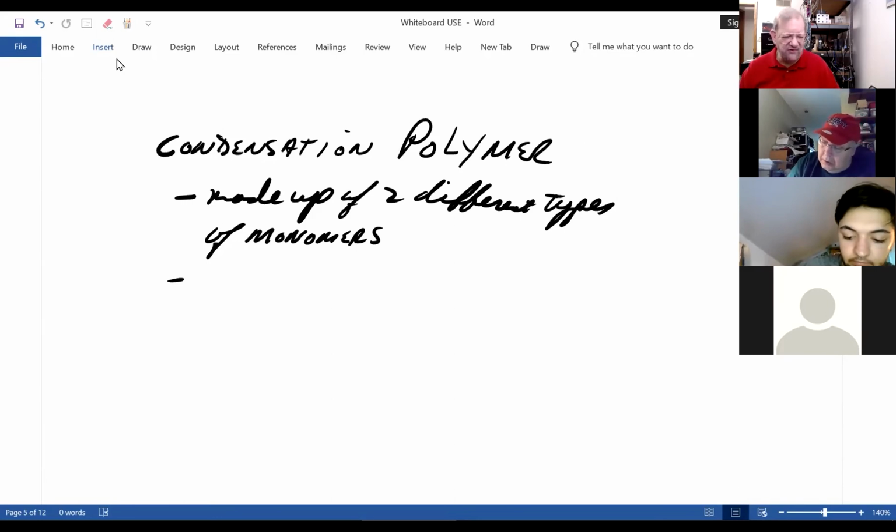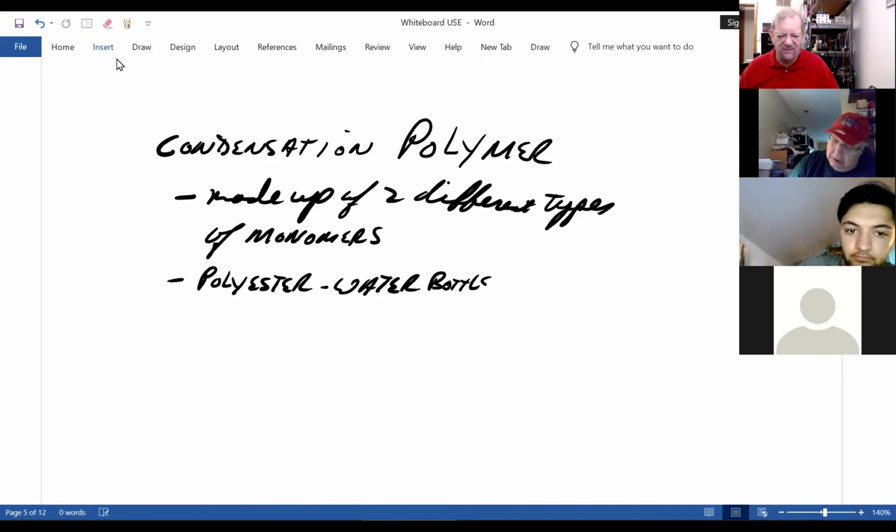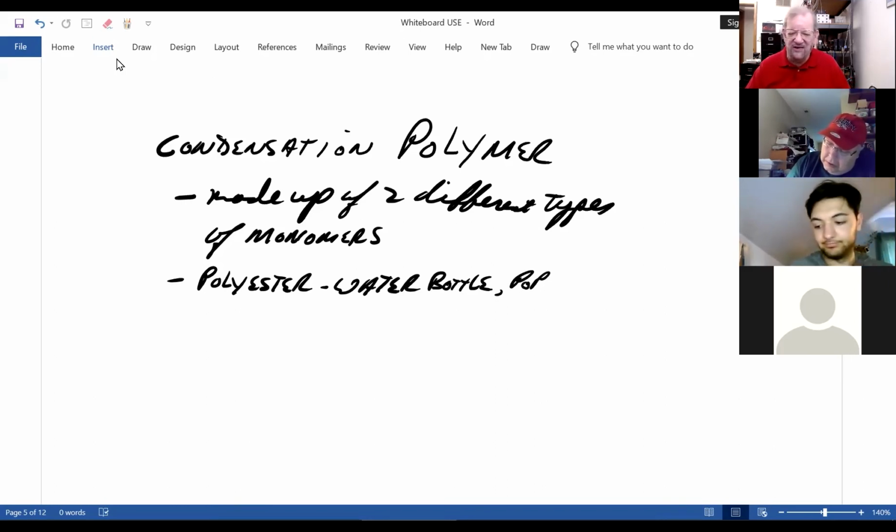Examples of this would be polyester, such as my water bottle, or pop bottles. Remember, Dr. White's from the Chicagoland area. The stuff in bottles that's carbonated, non-alcoholic, we call pop. If you haven't had Verner's, you're missing a lot of good things. Also, nylon, such as a nylon jacket.